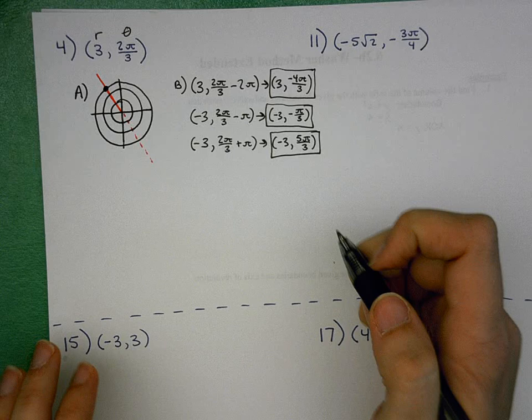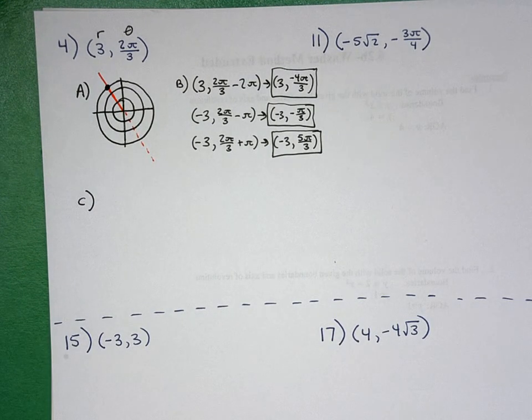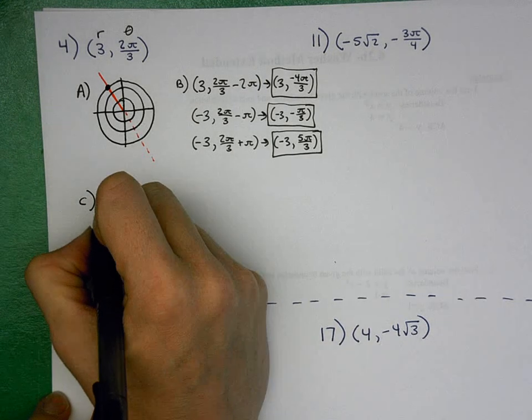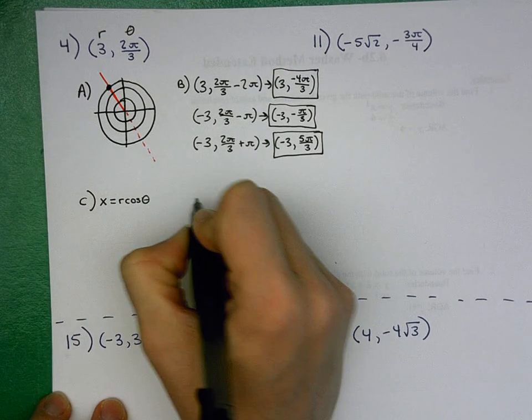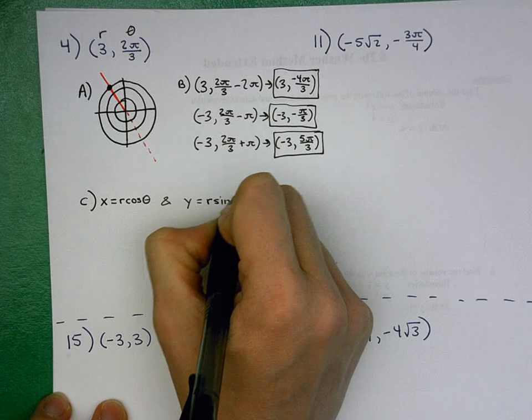And then last but not least, we have part C, which says to convert the polar coordinates into rectangular coordinates, and so these ones would be the most like the second page of your Objective 1 notes, the ones that are like numbers 8, 9, and 10. Okay, so we've got an r and a theta, so a reminder that x is the same thing as r cosine theta, and y is the same thing as r sine theta.